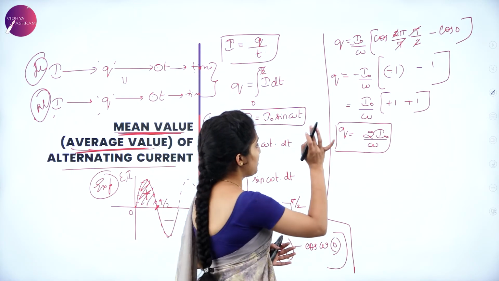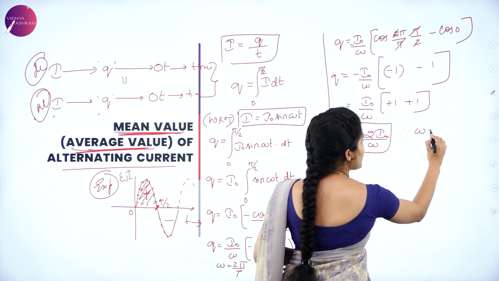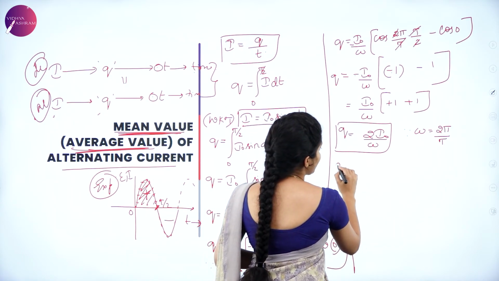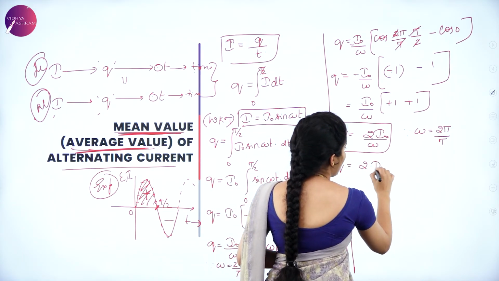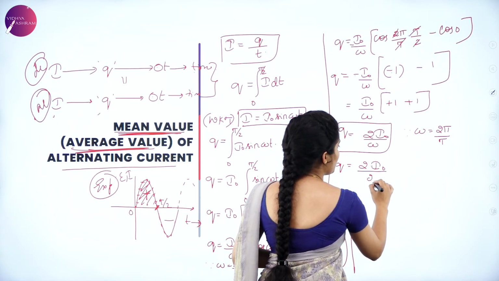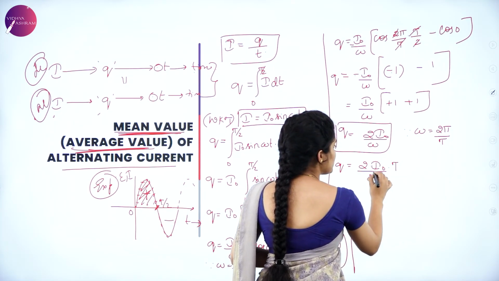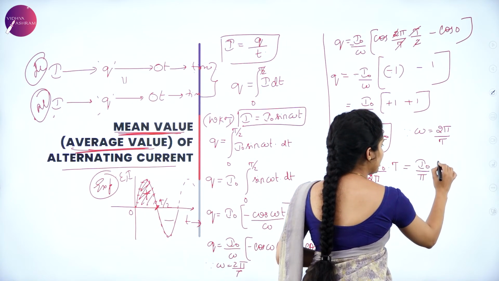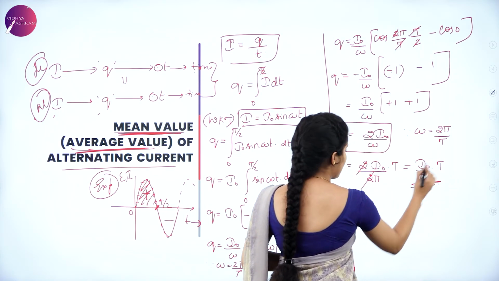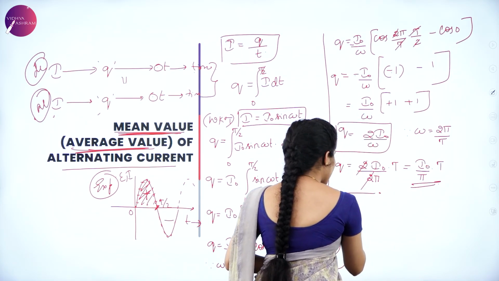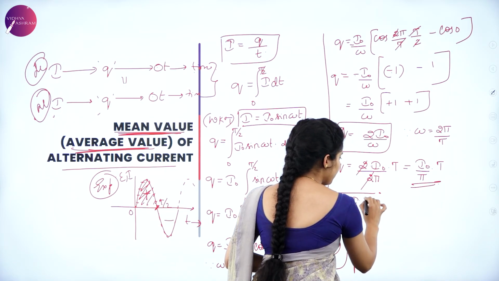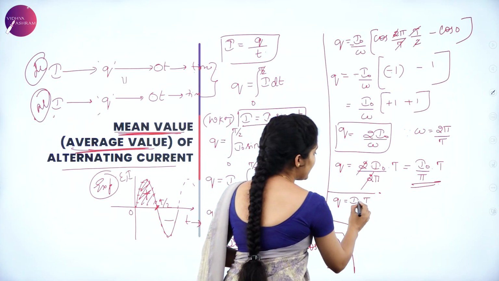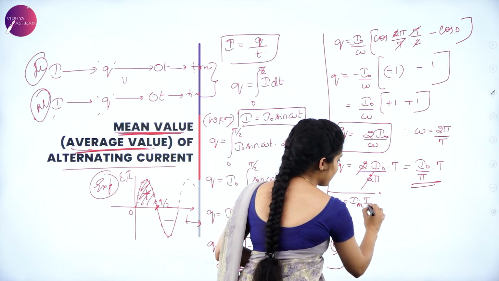Now on substituting for omega, since omega is equal to 2 pi divided by T, where T is the time period, I have q is equal to 2 into I naught divided by 2 pi into T. So 2 gets cancelled, which is equal to I naught divided by pi into T. Remembering this concept, now I know that q is equal to I into t. So I consider this I as Im, that is the mean value of the current, and t means it is T divided by 2.